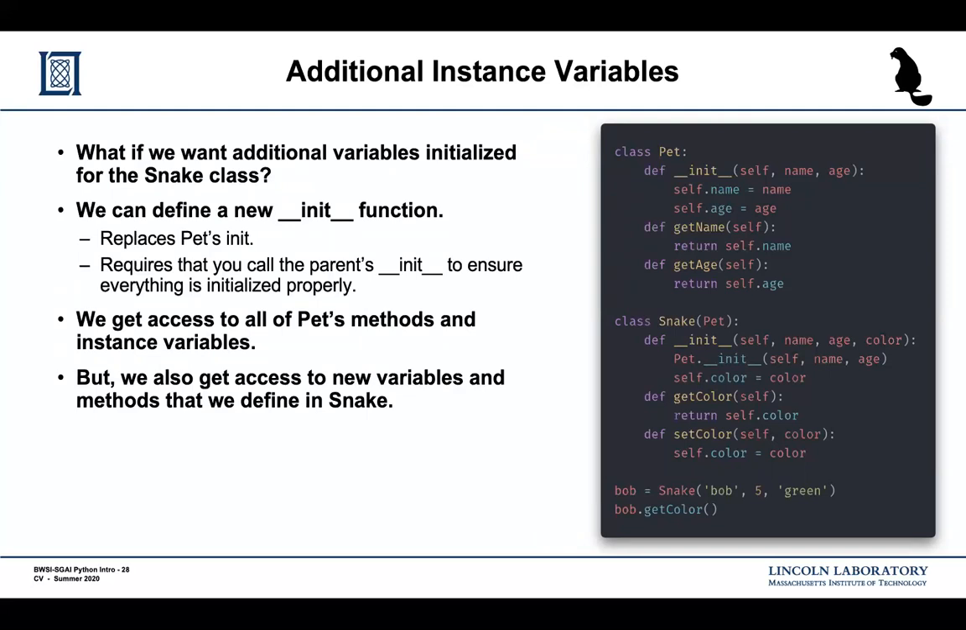So classes of type Pet will have a name and an age, and now classes of type Snake will have a name, an age, and a color. If you define an init function, it requires that you call the parent's initialization function too. If you don't call the Pet's initialization function, it won't have a name or an age set on the object, and it'll throw an error because it's not being properly constructed. Yeah, and then I add the getters and setters for that, and now you can get the color of your snake.